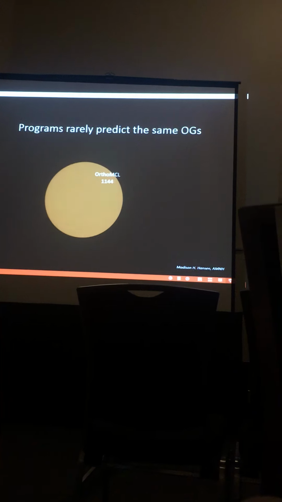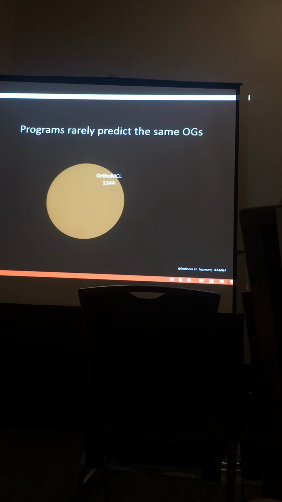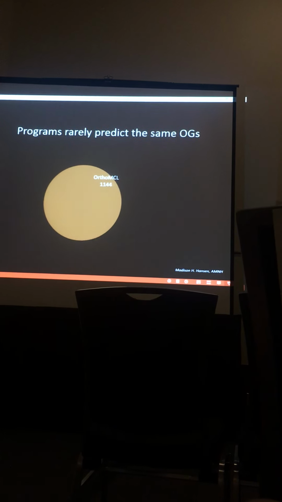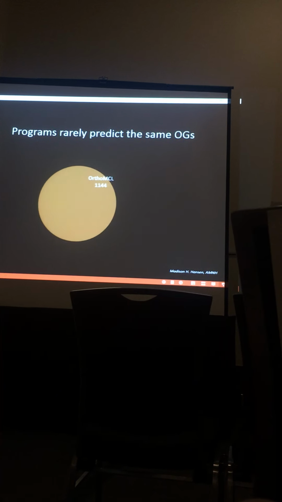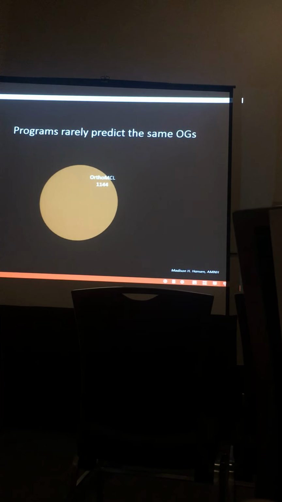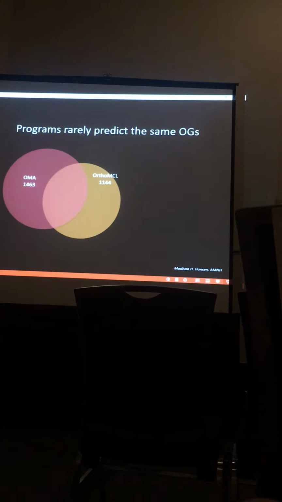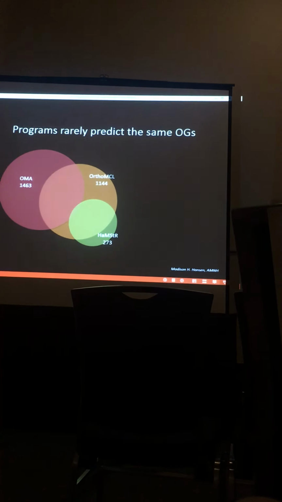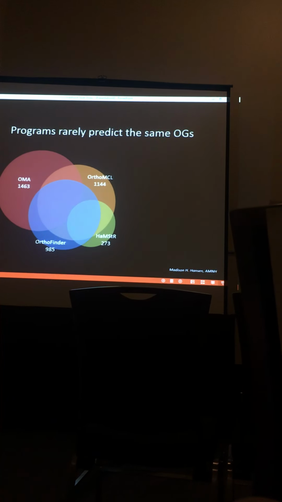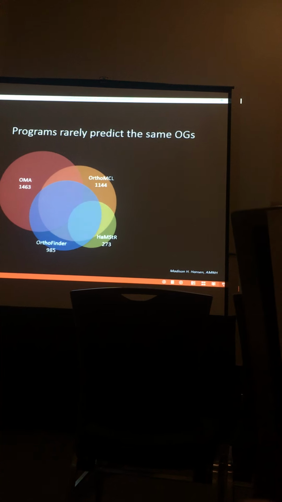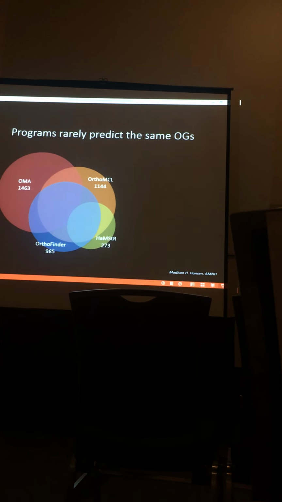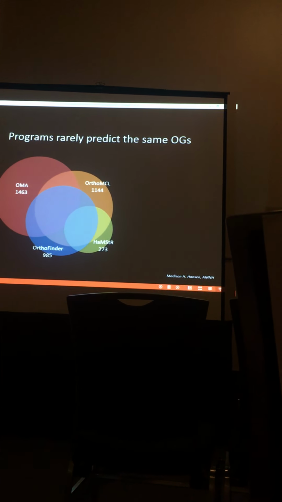So do these programs agree with each other? Are they coming up with any of the same groups? I found out not as often as you would think. Here are all of the groups found by OrthoMCL, by OMA, Hamster, and OrthoFinder. So there is some overlap. Also, this isn't to scale, so I'm going to put some words up here to talk through it a bit.